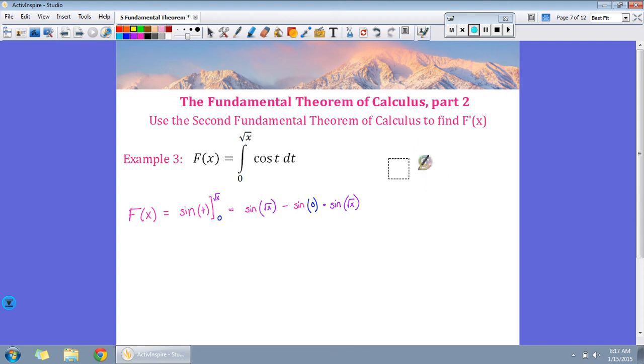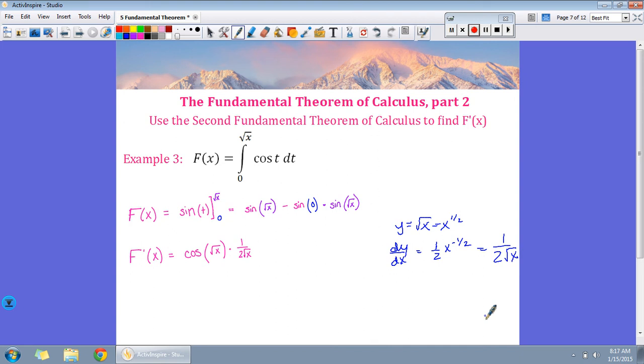So again, the goal is to find capital F prime, and the derivative of sine of the square root of x is cosine of the square root of x, and then because of the chain rule, we have to multiply by the derivative of the inside function. So the derivative of the square root of x is 1/(2 square root of x), and if you're still doing the exponent, here's your original. We've got dy/dx equals 1/2 x to the negative 1/2, which is 1/(2 square root of x).